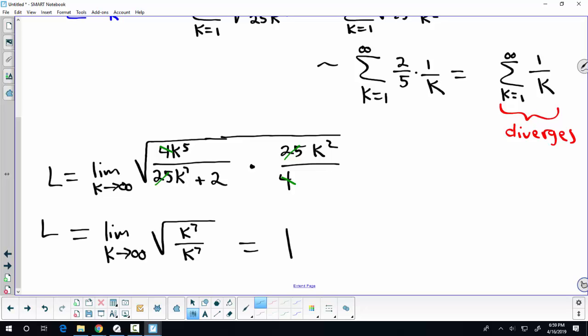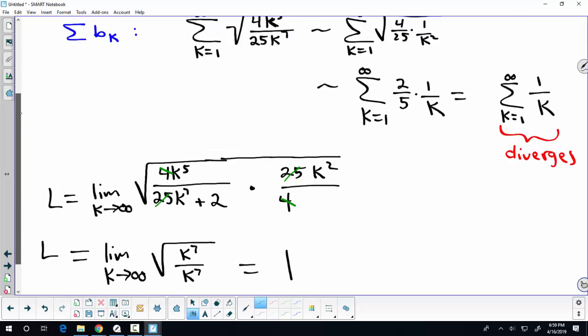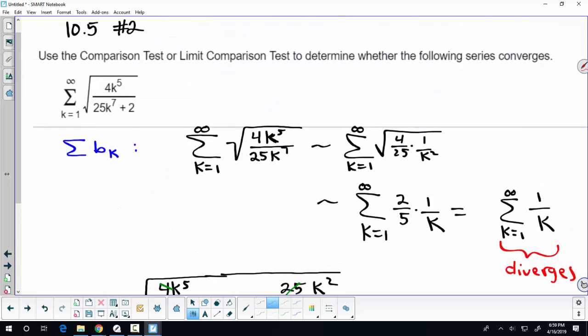What does that mean? It diverges, right? A finite limit that's not 0 means the series do the same thing. So this series that was given does the same thing as this series, which is a divergent series. I'll just write that up here. This diverges.